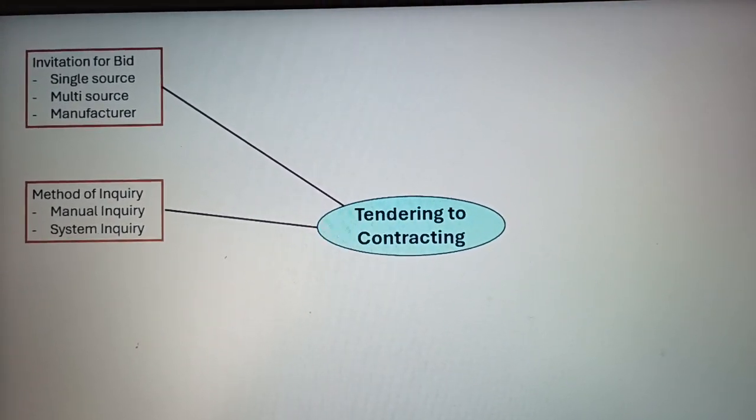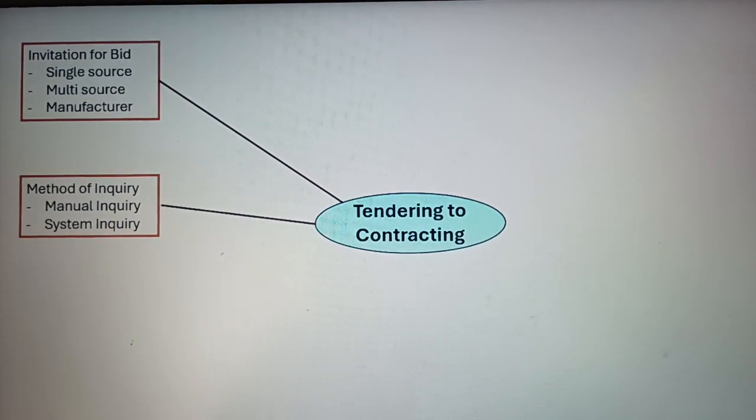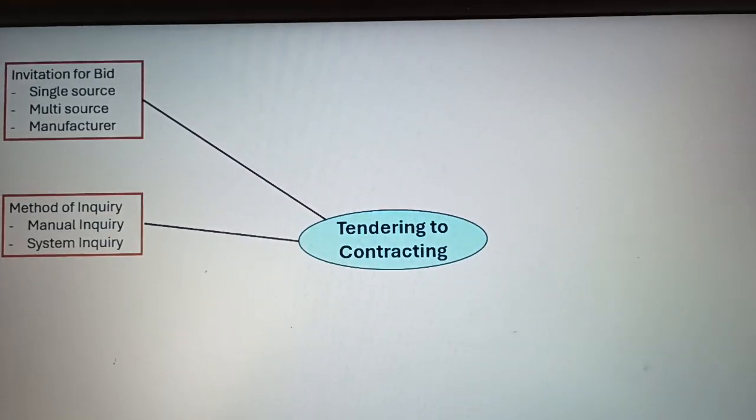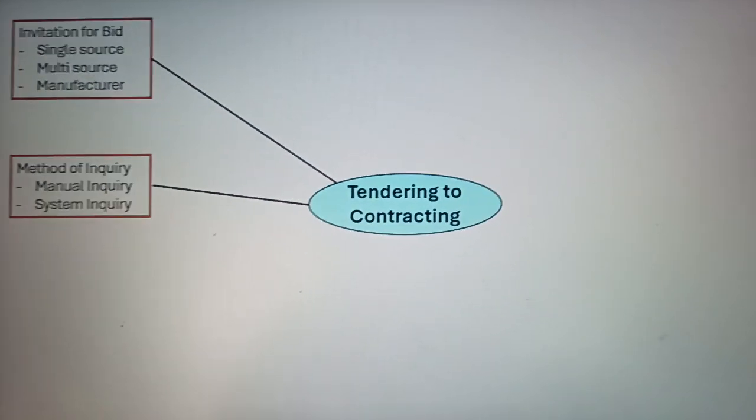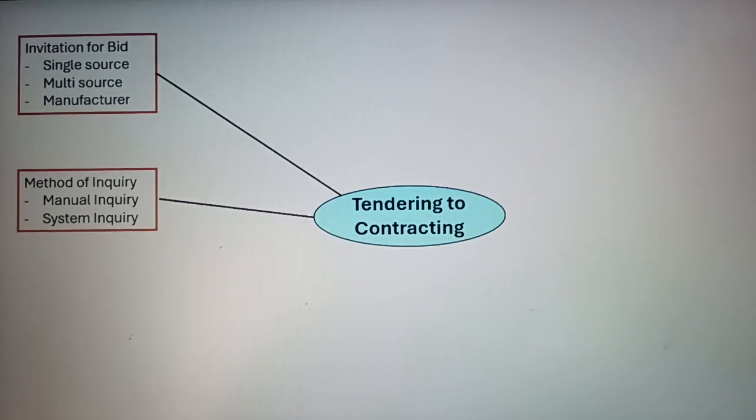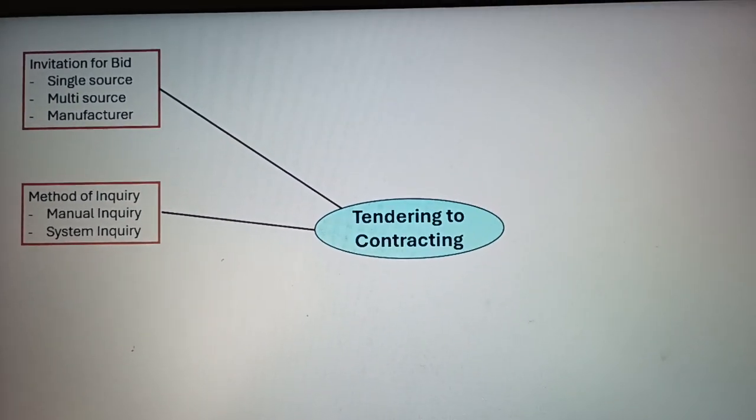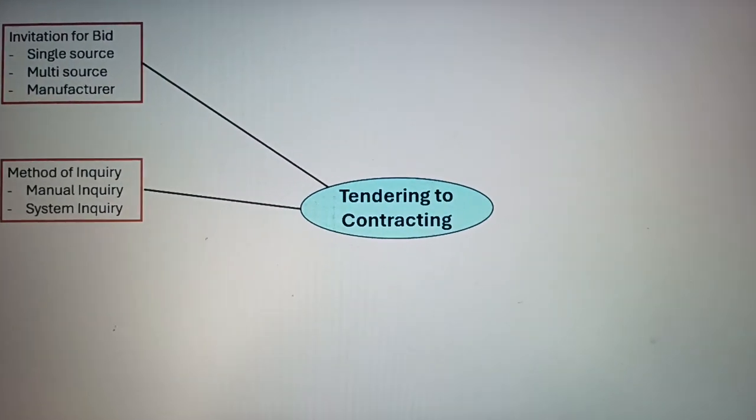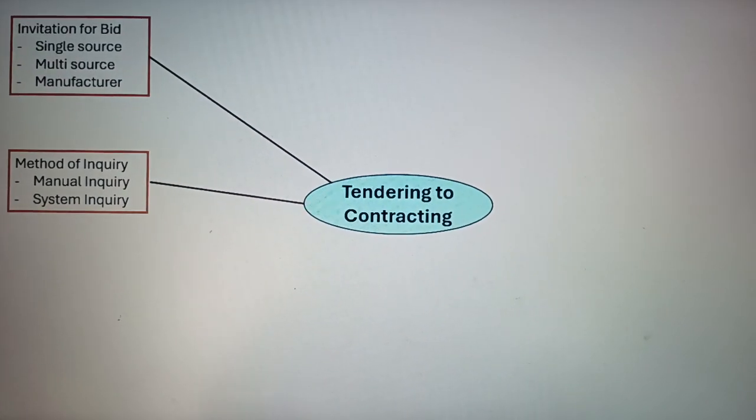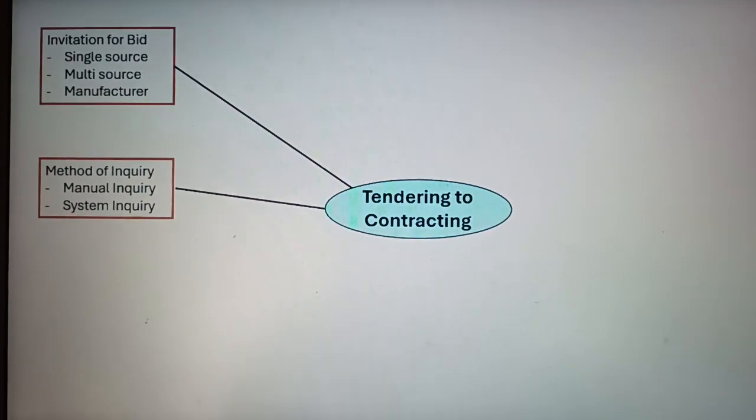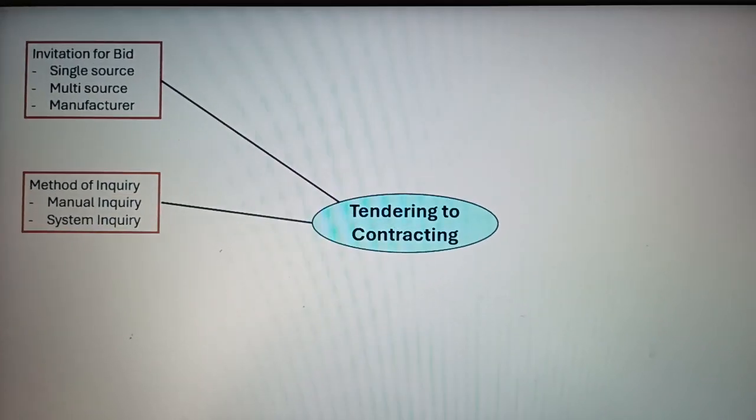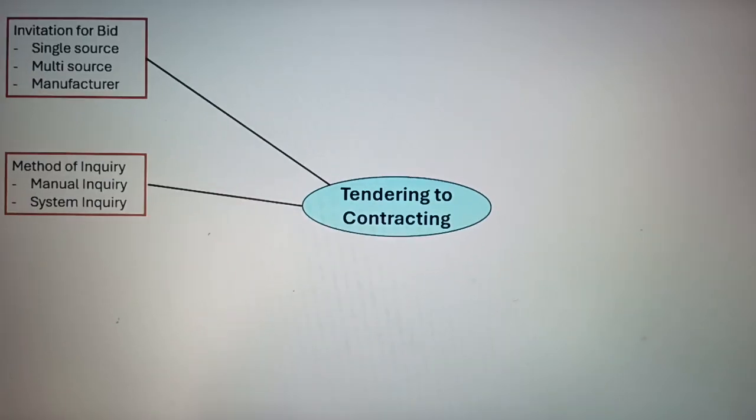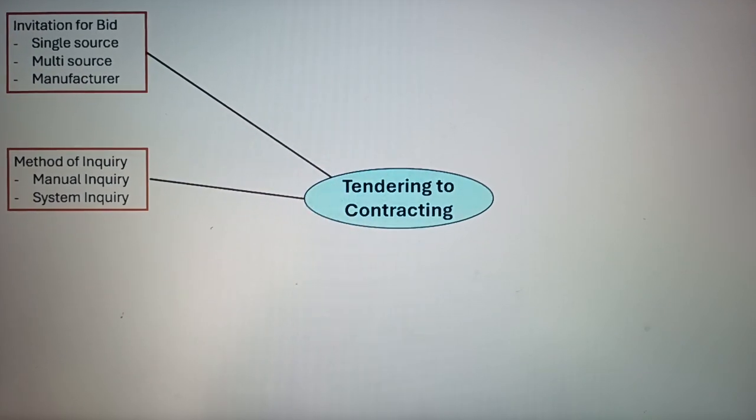So the inquiry is prepared by the system, and then it is sent to the vendor through the system, not manually. It is triggered by the system. In the system you have to attach all your commercial documents, technical documents, and all the things. So there are mainly two types of inquiry: manual inquiry and system inquiry. Manual inquiry is simple: in the mail body you have to type the complete buyer's profile and all the things.